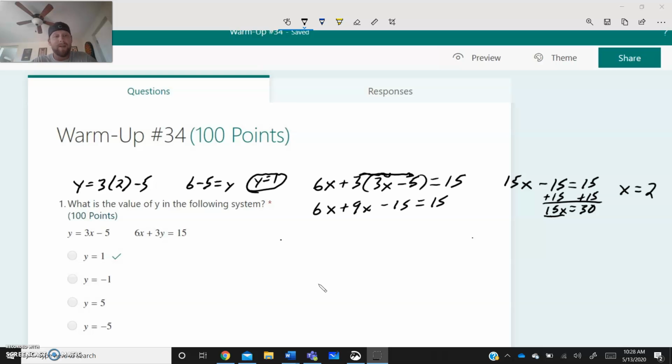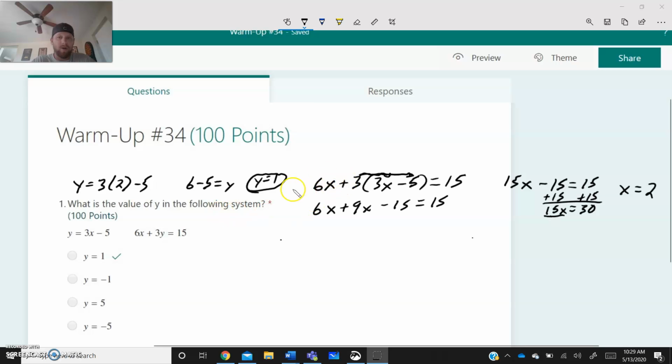I have no idea. All right, this is a system of equations, stuff that we did do in school this year. I have y equals 3x minus 5 and 6x plus 3y equals 15. It says, what is the value of y in the following system?